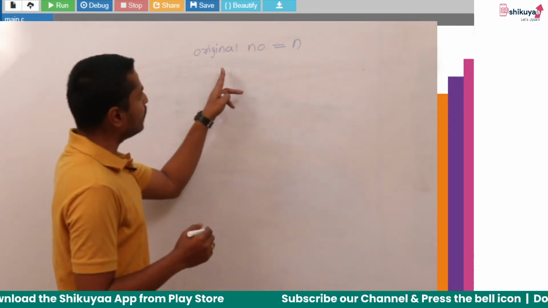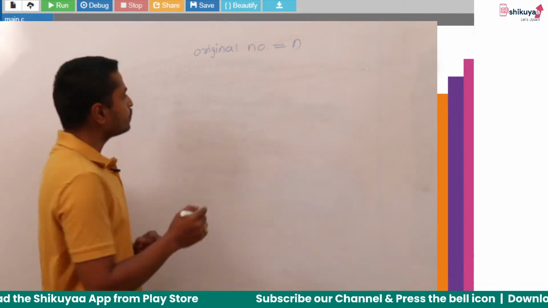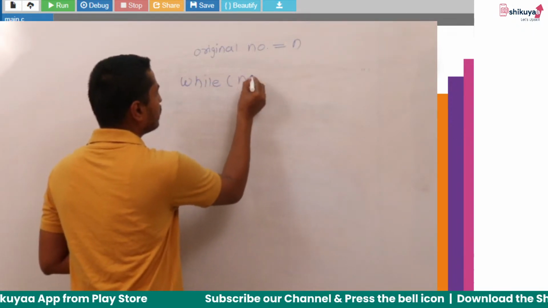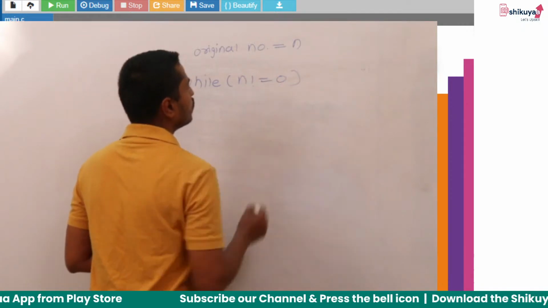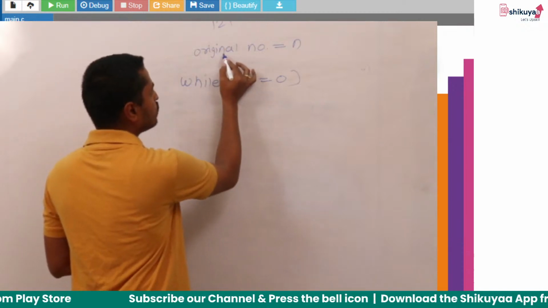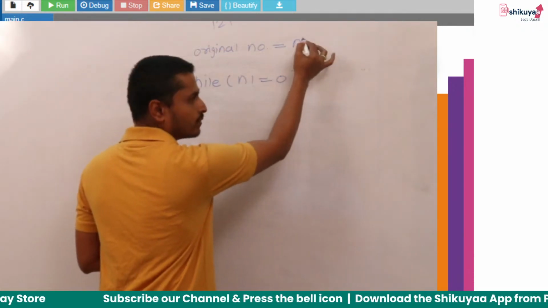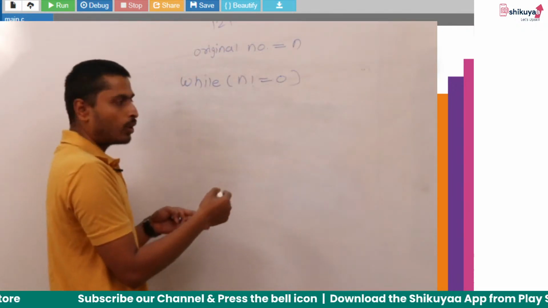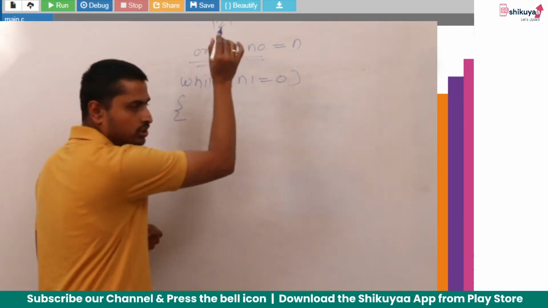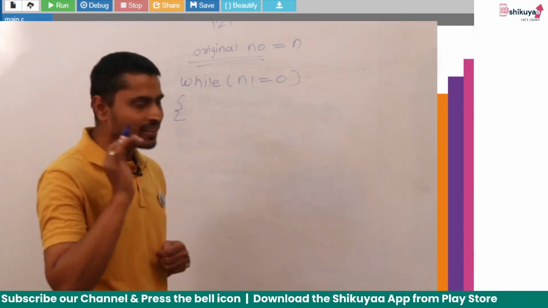So original number is equal to n. Then the condition is while n is not equal to 0. Suppose 121 is the number. So this 121 number is assigned to n. So whatever operation we are going to perform, it will be on n. We are not going to perform it on the original number. So this is the basic thing.